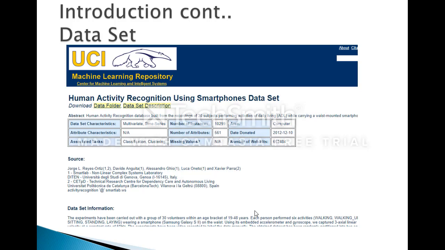Here it's used by many people, and it's a multivariate time series dataset. As you can see, the number of instances is 10,299, and the number of web hits is more than 65,000. The tasks that are associated are clustering and classification of human activities.